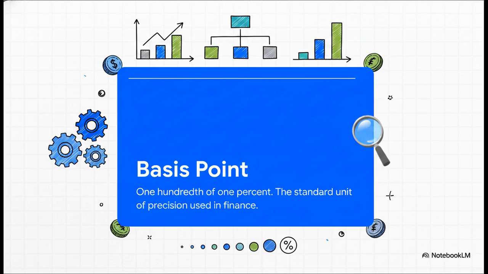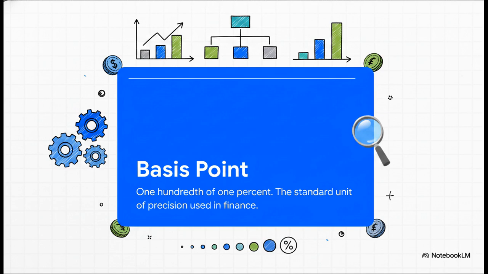But before we look at the exact numbers, let's establish our unit of measurement. We are going to be talking in basis points. A basis point is simply 1/100th of 1%. So 100 basis points equals exactly 1 percentage point. This is the standard unit of precision in finance simply because percentage points are way too coarse when you're talking about millions of dollars in loan exposure.